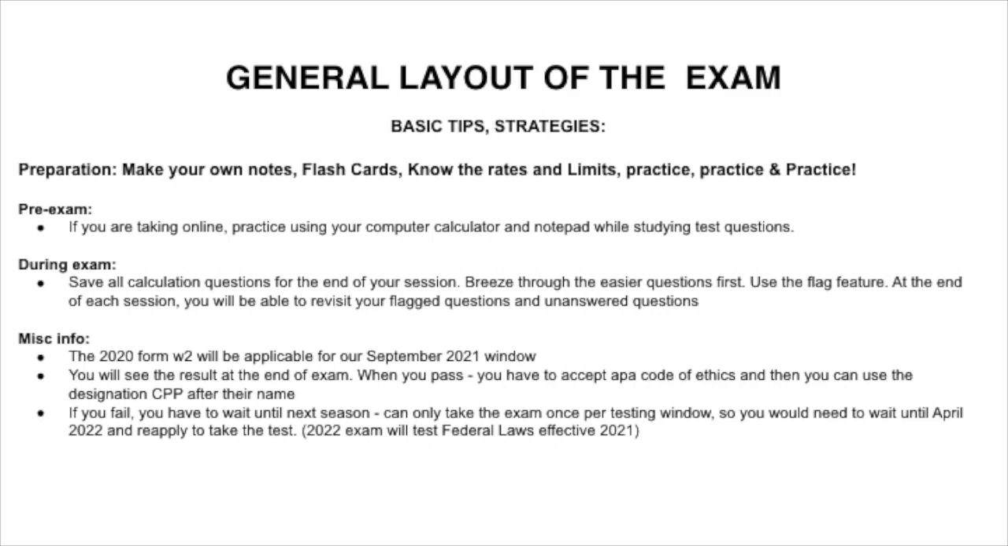If you pass the exam, then you have to accept the APA Code of Ethics, and then you can use the designation CPP after your name. If unluckily you fail the exam, then you have to wait until the next season. You can only take the exam once per testing window, so you would need to wait until April of 2022 and reapply to take the test. Just note that the 2022 exam will test federal laws that are effective January 1, 2021. So many of your rates and limits will be changed.